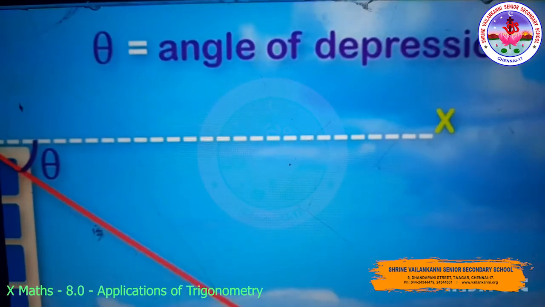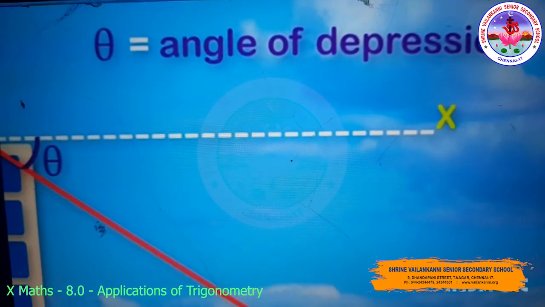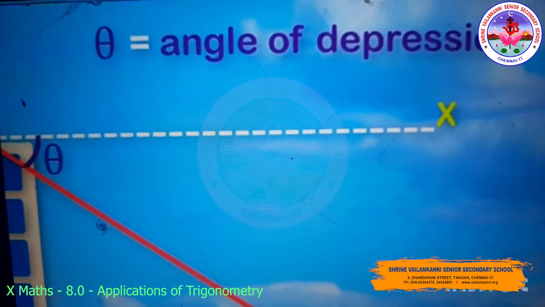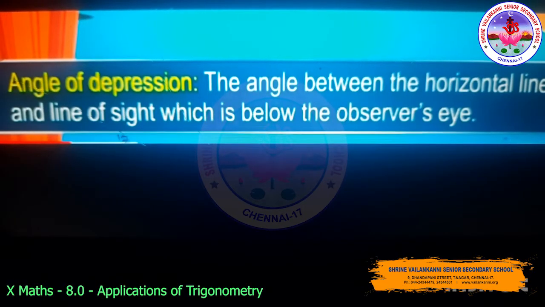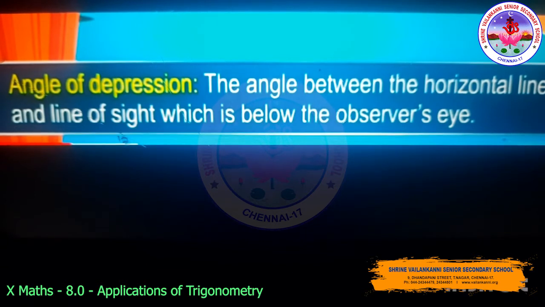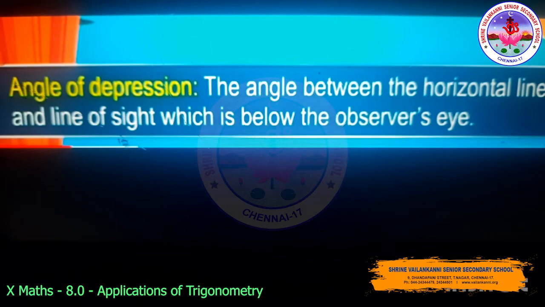The fourth definition is angle of depression. Angle of depression can be defined as the angle formed when a point on the ground is viewed from the top of the tower. The angle of depression is defined as the angle between the horizontal line and the line of sight which is below the observer's eye, where the line of sight is from the top of the tower or a building looking to a point on the ground level. So this angle formed is called the angle of depression.